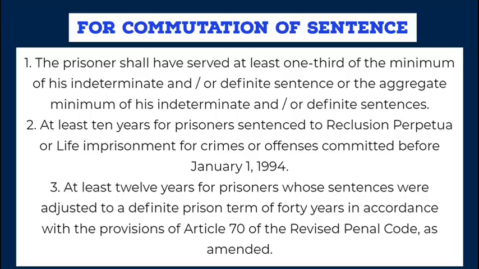1. The prisoner shall have served at least one-third of the minimum of his indeterminate and, or definite sentence or the aggregate minimum of his indeterminate and, or definite sentences. 2. At least 10 years for prisoners sentenced to reclusion perpetua or life imprisonment for crimes or offences committed before January 1, 1994. 3. At least 12 years for prisoners whose sentences were adjusted to a definite prison term of 40 years in accordance with the provisions of Article 70 of the Revised Penal Code, as amended.